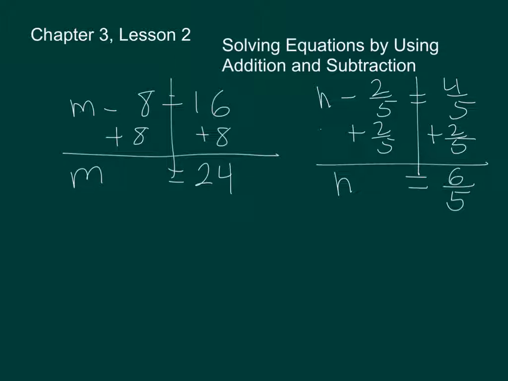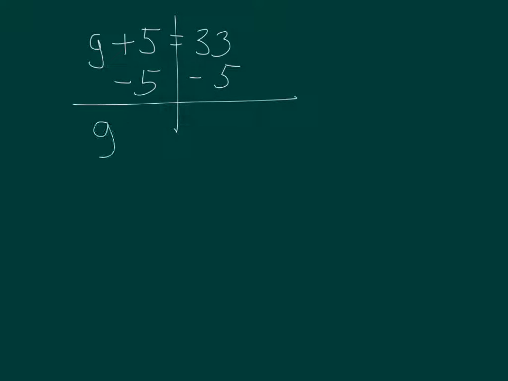Okay, so obviously, that's the way we do a subtraction problem, by using the inverse operation, which is addition. If we look at some addition problems, let's say we have g plus 5 is equal to 33, then we would draw the curtain, use the inverse operation to subtract 5 from both sides. 33 minus 5 is 28.